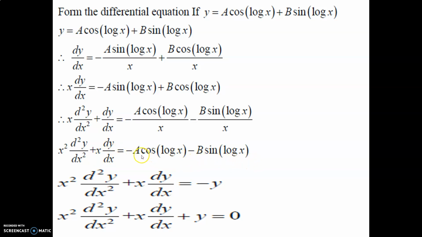Now we have to know that a cos log x plus b sin log x is exactly y. We have to resubstitute the value of y instead of a cos log x plus b sin log x, so x square d square y upon dx square plus x dy by dx equal to minus y. We have to shift y this side. We derive x square d square y upon dx square plus x dy by dx plus y is equal to 0.